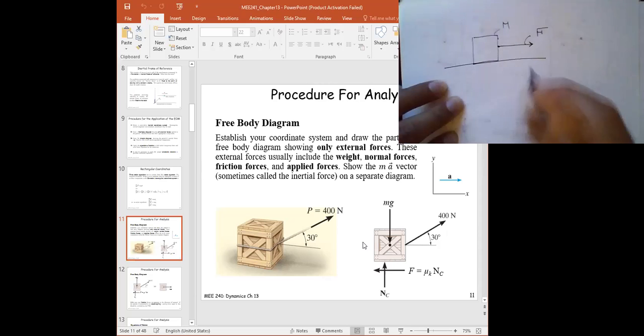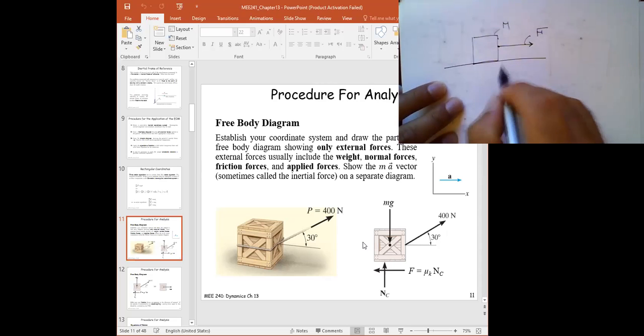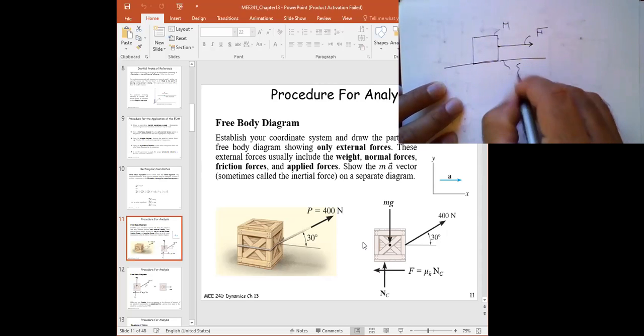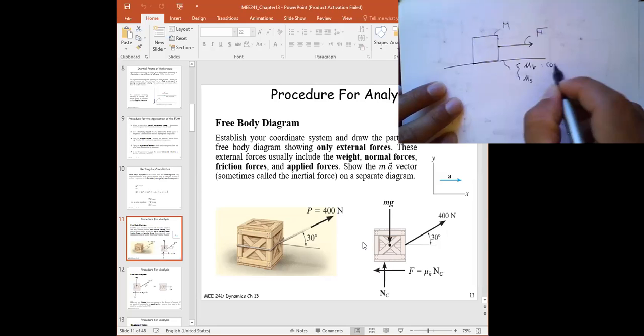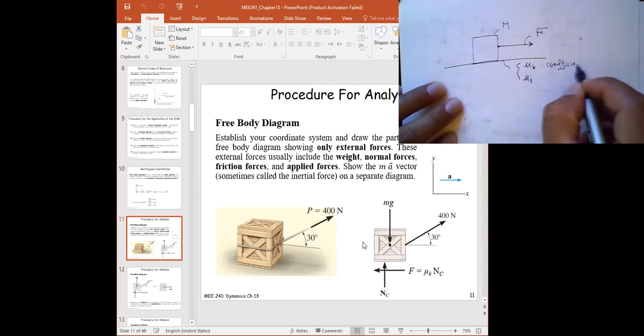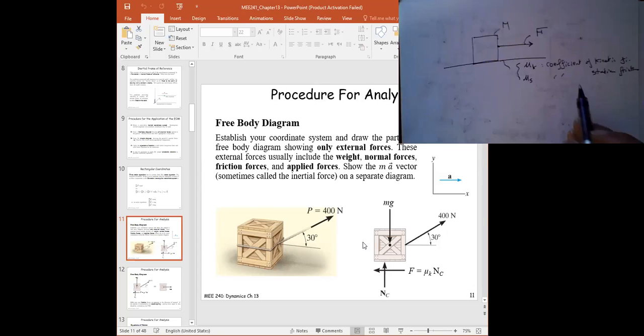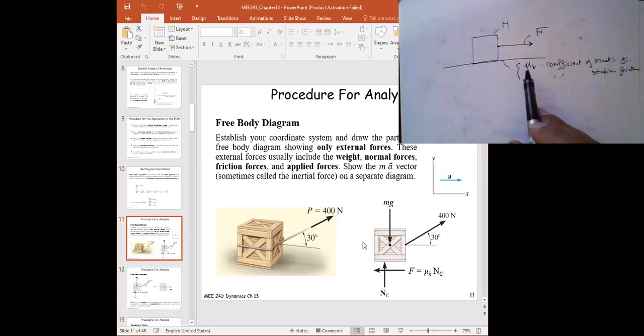Let's say now I have friction. Friction is going to be defined based on two coefficients, mu k and mu s. Mu k is called the coefficient of kinetic friction, and this one is the coefficient of static friction. What you should understand is that mu k will apply when the object is moving, and mu s gives the maximum friction force.